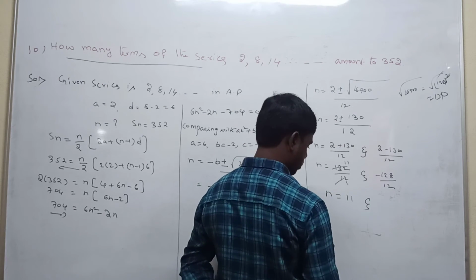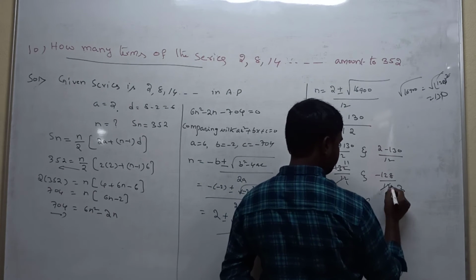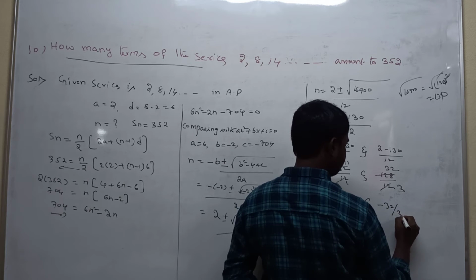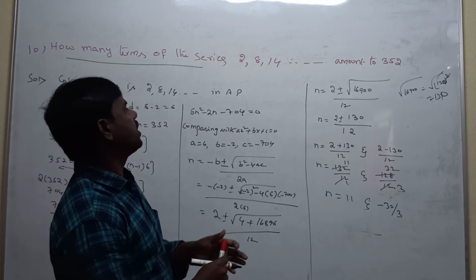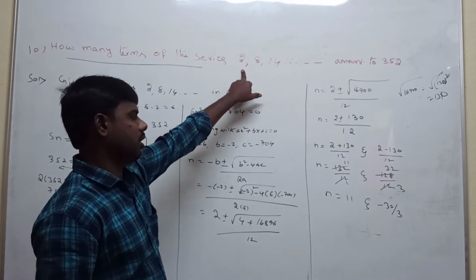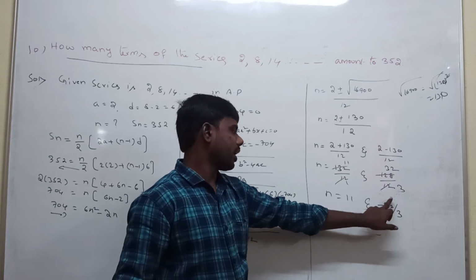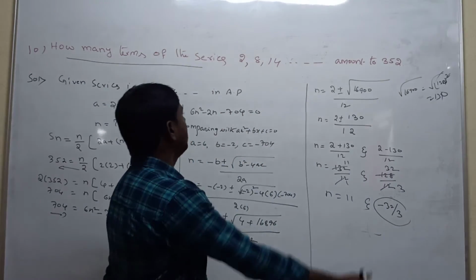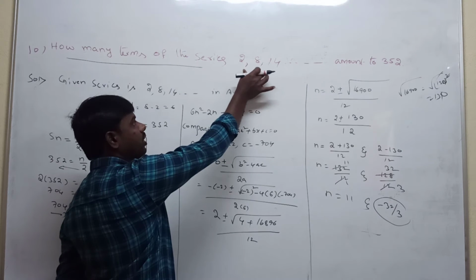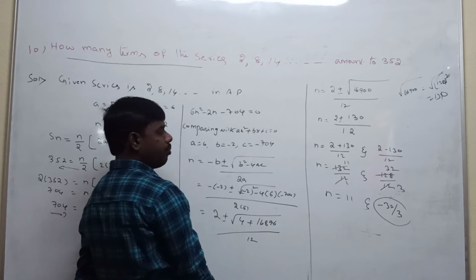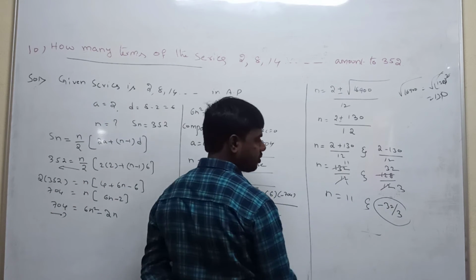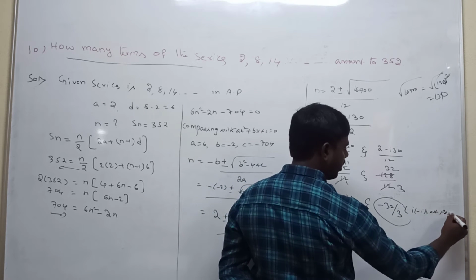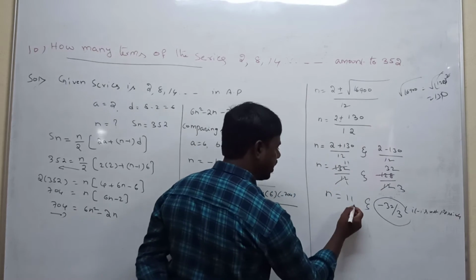Next one is minus 128 by 12, which is minus 32 by 3. Here all the numbers are only real numbers, but here we are getting a rational number. That's why it is not possible. Here they have given only a natural number, not a real number. Only natural numbers are allowed, but here we are getting a rational number. That's why this value is not possible. Only possible element is 11.